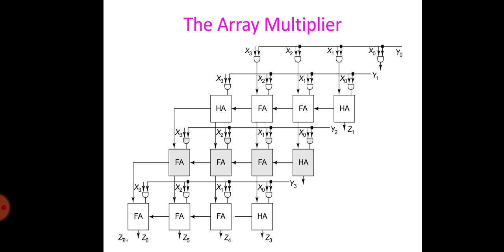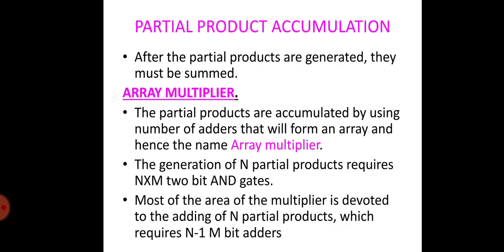So next, let us move on to partial product accumulation. After the partial products are generated, they must be summed, and this accumulation is essentially a multi-operand operation. A straightforward way to accumulate partial products is by using a number of adders that will form an array, and hence the name array multiplier.